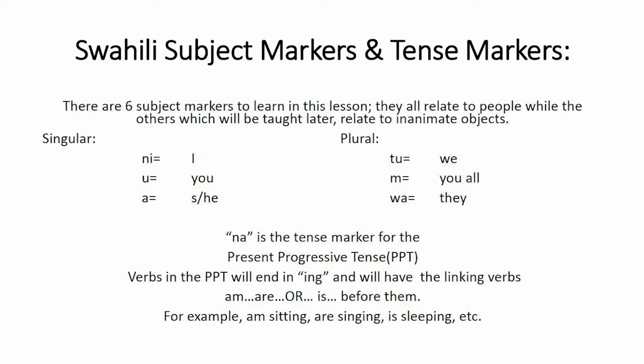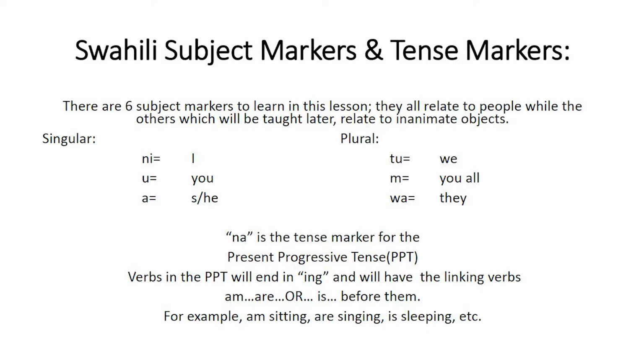There are 6 subject markers to learn in this lesson. They all relate to people, while the others, which will be taught later, relate to inanimate objects. So you have singular and plural subject markers. They come in first, second, and third person. So the singular subject markers are I, you, and he or she. In Swahili, you say ni for I, u for you, a for she or he.